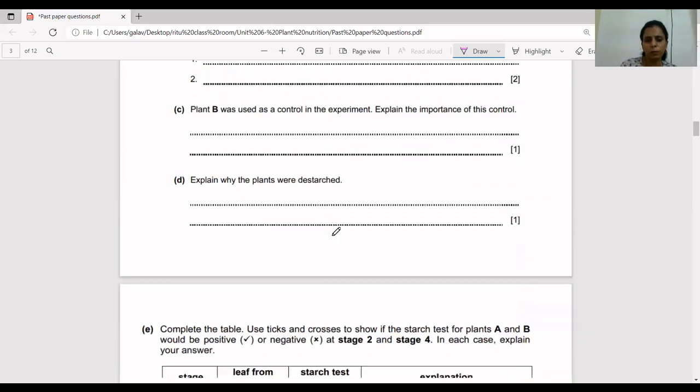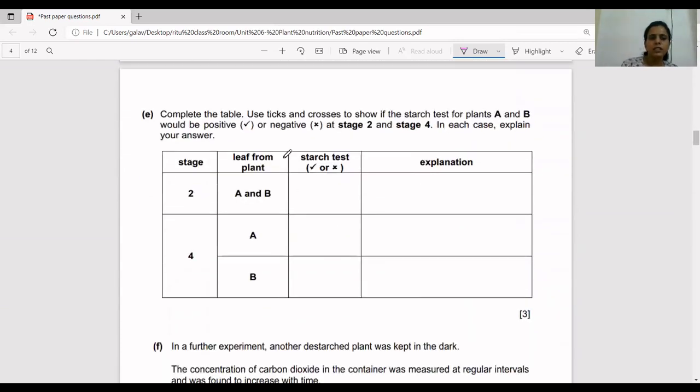E, complete the table. Use ticks and crosses to show if the starch test for plant A and B would be positive or negative at stage 2 and 4. In each case, explain your answer. So here they have given you a table. Okay, stage 2 and stage 4 are given. Leaf from plant A and B, and for 4 also they have given A and B. You just have to put a tick mark or cross mark and then you have to explain your answer.